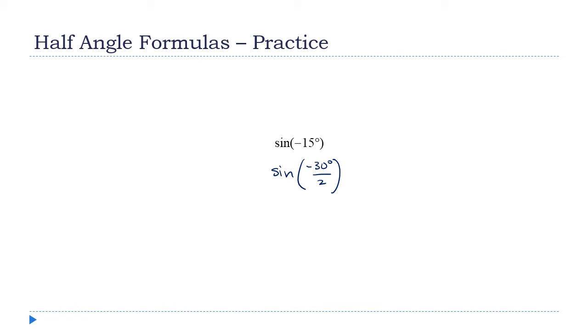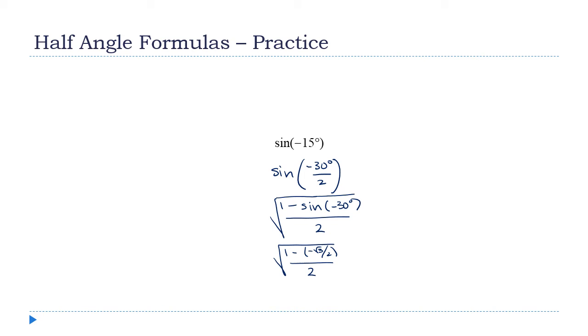All right, so let's see. This will be the square root of 1. You remember the sine formula has minus, so this is going to be 1 minus the sine of negative 30 degrees over 2. So the square root of 1 minus, what's the sine of negative 30 degrees? That's going to be negative square root of 3 over 2, over 2.